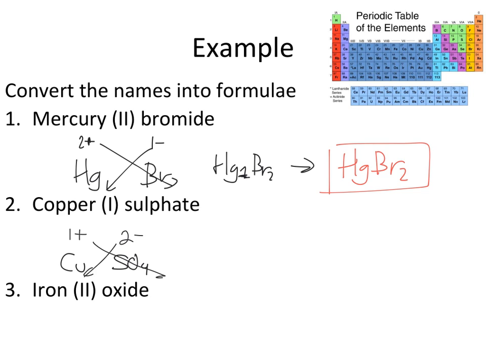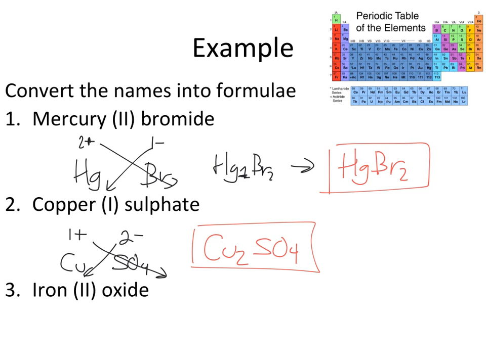We bring this 1 outside of the SO4, and I'm just going to rewrite it right away and simplify it. It'll be Cu2SO4. Now we know that the outside will have a 1, but I don't write it, and because it's 1, I don't need brackets either. So it's going to be Cu2SO4. Now finally we have iron(II) oxide.